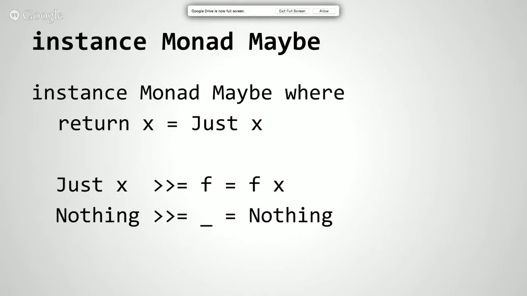So Maybe is a monad. Return X is just Just X. And you bind Just X to any F. That F is going to take a pure A and return a Maybe of B, and you're just computing F of X. And then Nothing binding to anything is Nothing.